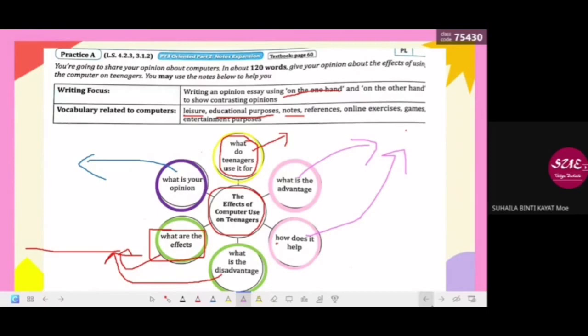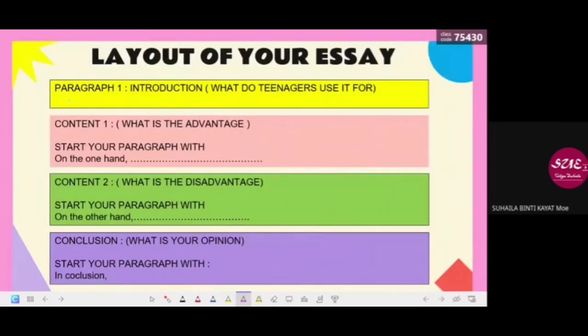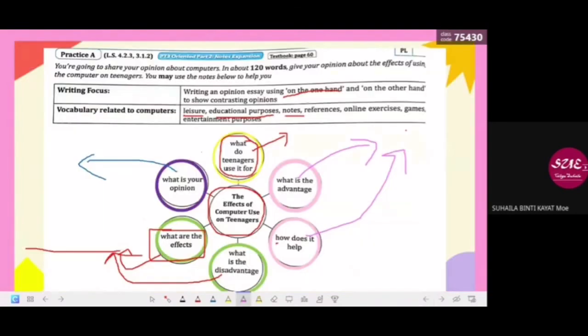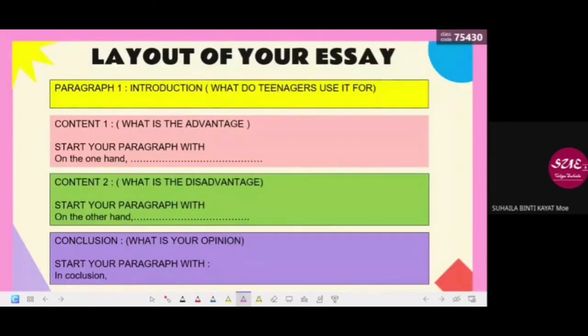Alright. Now look at the layout. Yellow, pink, green, purple. Okay. Yellow is the paragraph, introduction. What do teenagers use computer for? Write it in the introduction section here.